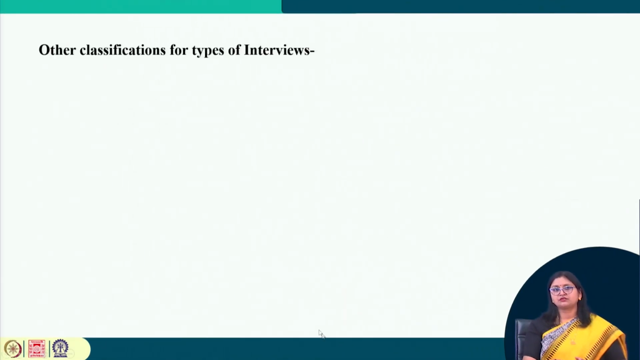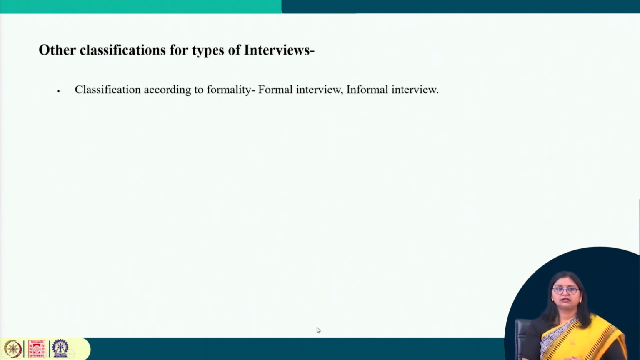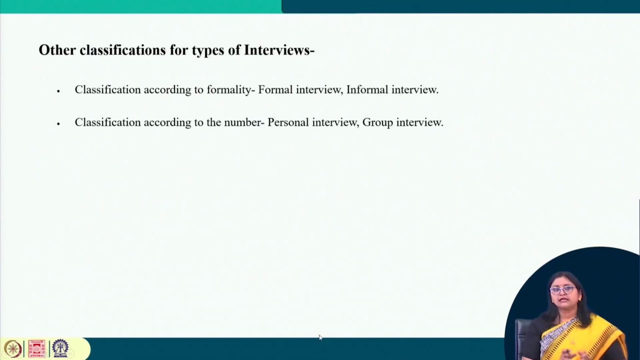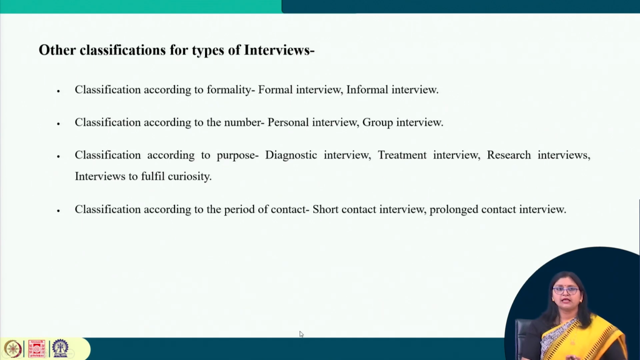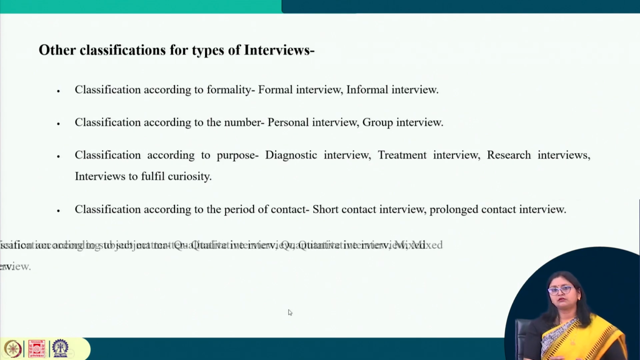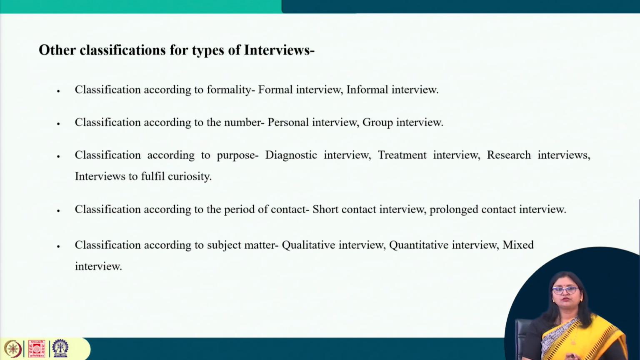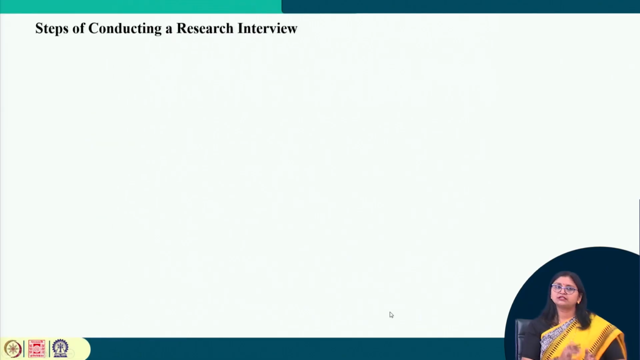So, other classifications of the types of interviews are there, like classification according to formality, we call it formal interview or informal interview. Classification according to the number of personal interview and group interview. Classification according to the purpose, like diagnostic interview, treatment interview, research interview and the interview to fulfill the curiosity. Classification according to the period of contact, short contact interview, prolonged contact interview. Classification according to subject matter, like qualitative interview, quantitative interview or mixed interview. So, this kind of classification you will also find in different research books.